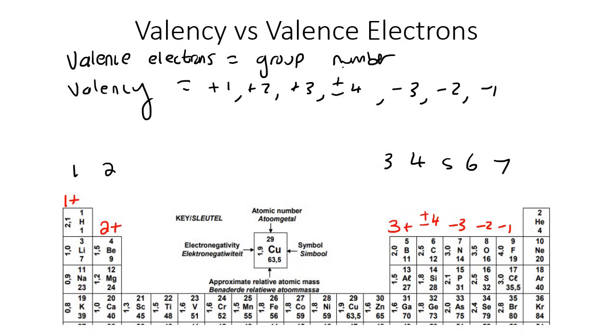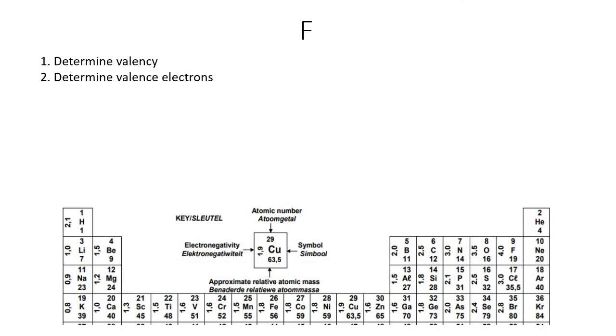So for example, if we look at some examples now, then we could ask it like this. For the atom fluorine, which is over here, I want you to see what is its valency and what is the number of valence electrons? So valency, we said, is the plus 1, plus 2, plus 3, plus minus 4, minus 3, minus 2, minus 1. So let's go write that. So for fluorine, it would be negative 1. The number of valence electrons is the group number. So 1, 2, 3, 4, 5, 6, 7.